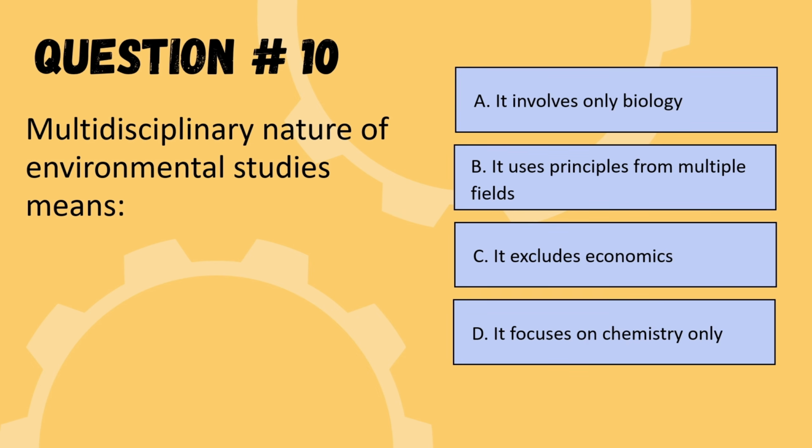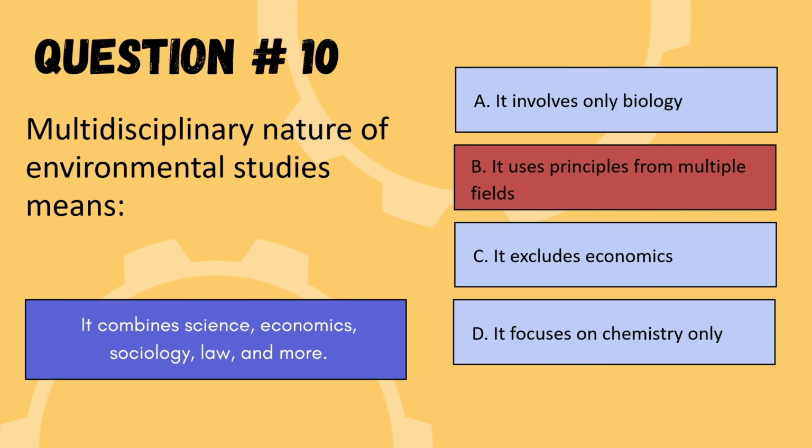Question number 10. Multidisciplinary nature of environmental studies means. The options are, it involves only biology, it uses principles from multiple fields, it excludes economics, it focuses on chemistry only. So your correct option is option B, it uses principles from multiple fields.